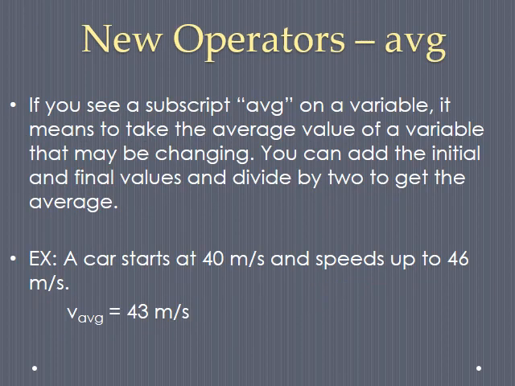Another new operator is AVG. If you see a subscript that says AVG on a variable, it means to take the average value of a variable that may be changing. So you can add the initial and final values and divide by 2 in order to get the average. For example, if a car starts at 40 meters per second velocity and speeds up to a velocity of 46 meters per second, the average is going to be right in the middle. The average velocity will be 43 meters per second.